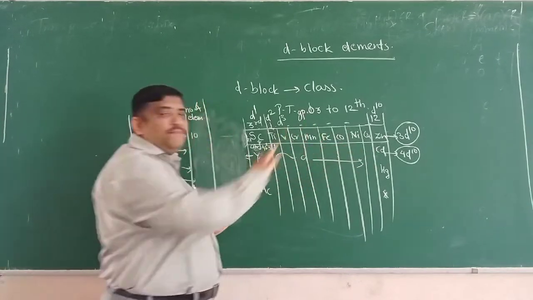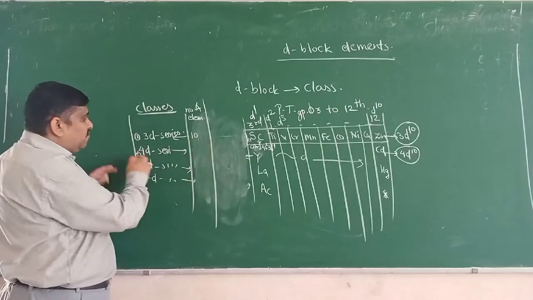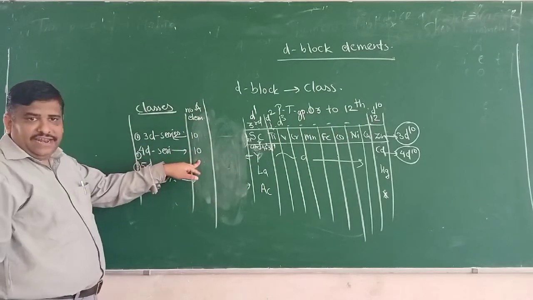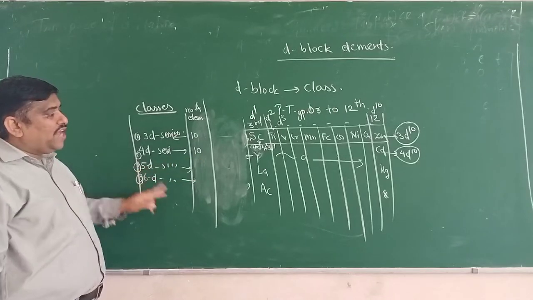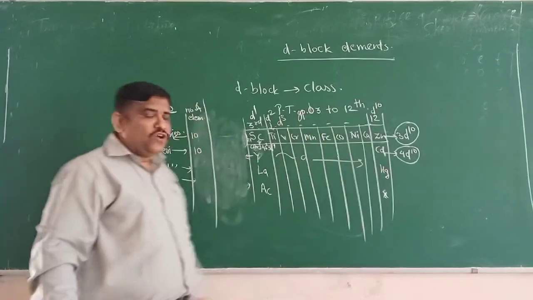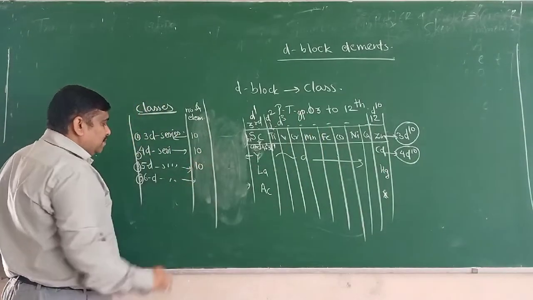Last element is also there, means complete 10 elements are placed in the 4d series. Therefore number of elements in the 4d series are 10. In 5d also you are having lanthanum as the first element, mercury as the last element, therefore you are going to have the 10 elements.